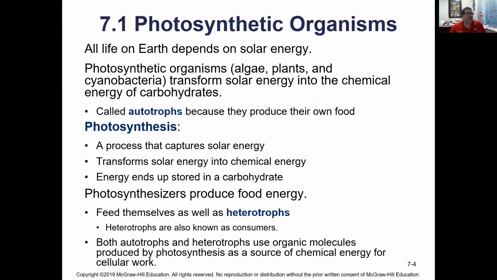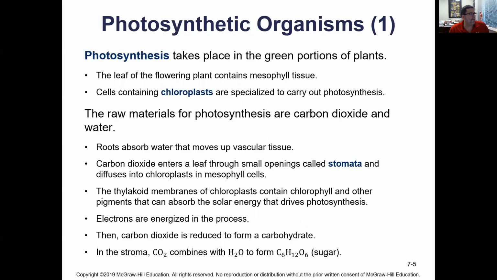All life on Earth depends on solar energy, right? We talked about this in class. Either we eat a cow or a pig that ate the plant, and the plant is able to do photosynthesis and capture this solar energy, and thereby provide energy for everybody else. If you remember, organisms that eat somebody else are heterotrophs. Organisms that make their own energy are autotrophs, and so the plants are photosynthetic autotrophs. Okay. A couple of cool terms you should probably know at some point.